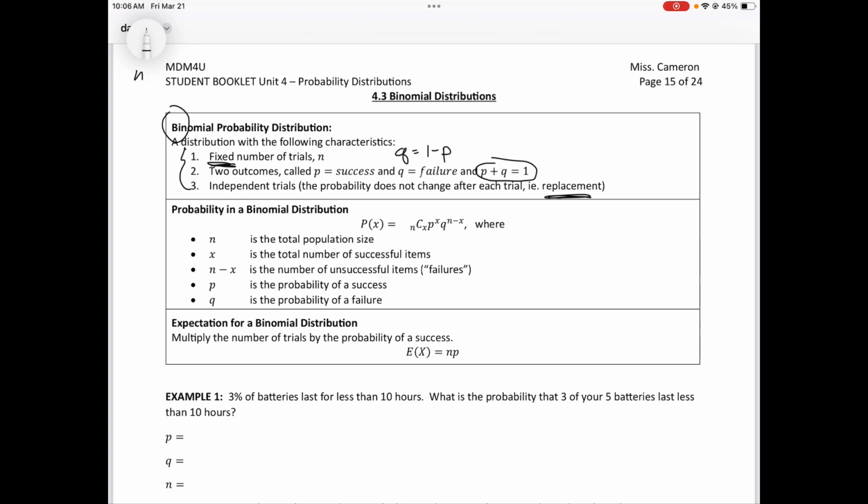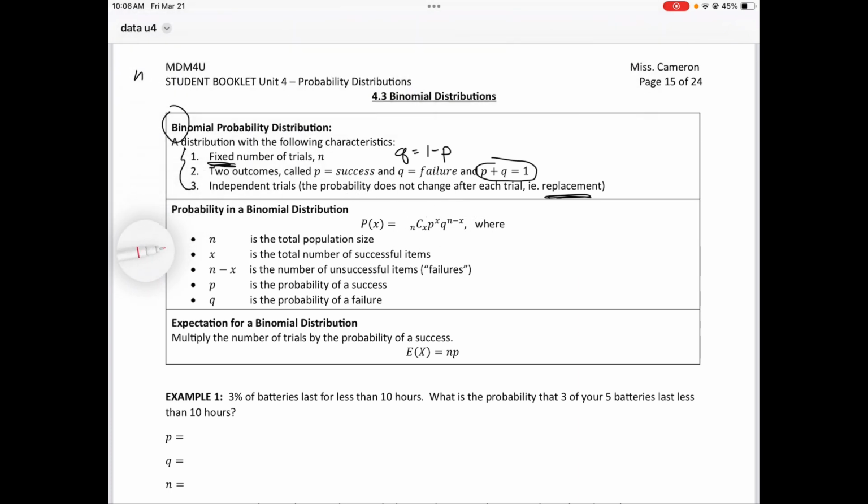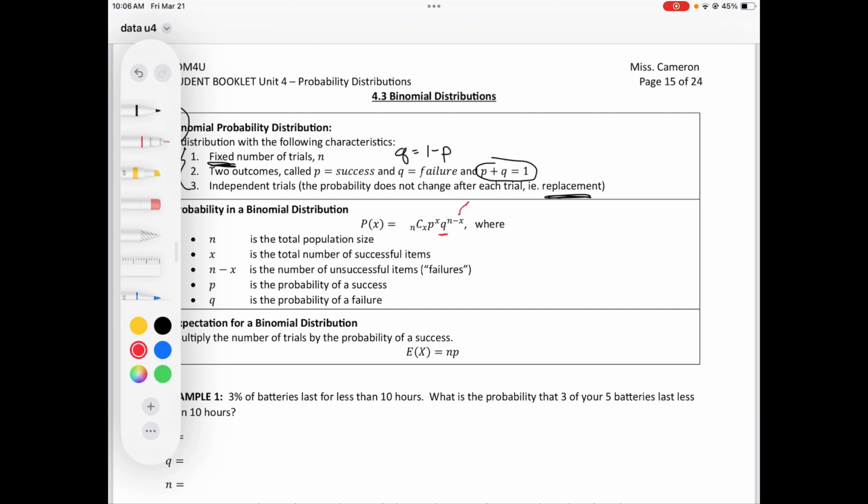Here is the formula for the probability in a binomial distribution. P of x is the probability of x, where x is your random variable, what we're actually talking about in the question. There are 3 parts. We first start with a choose function, n choose x, where n is the number of trials and we choose the number of successes that we want. Then the probability of a success to the x, p to the x, times the probability of failure, which is q, to the number of failures.